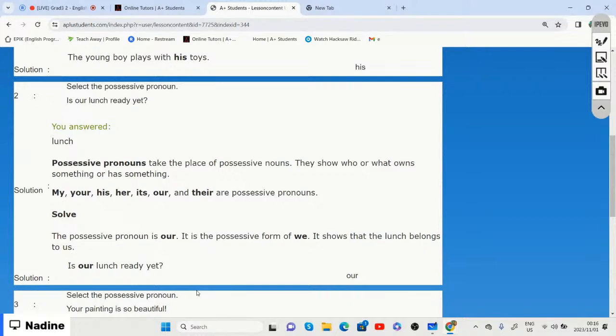All right, so is our lunch ready yet? So we said this is possessive pronouns, right? And it takes the place of a possessive noun. And when it comes to it taking the place of a possessive noun, then they show who or what owns something or has something.